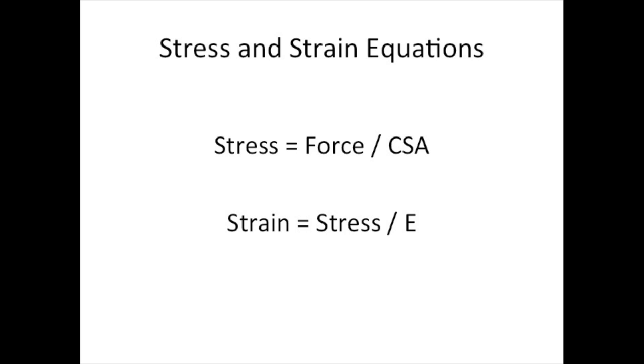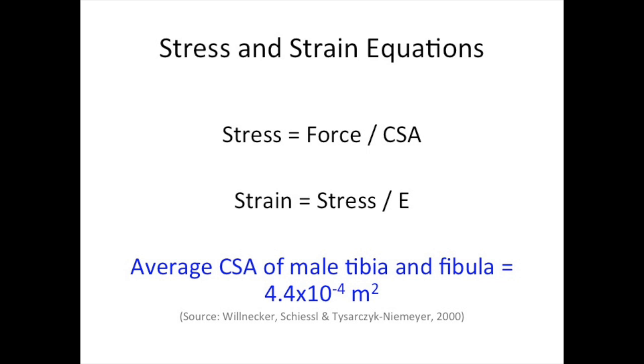Now we can assess risk of injury by discussing stress and strain as they relate to bone loaded in compression. Stress equals force divided by cross-sectional area, while strain equals stress divided by elastic modulus of bone, which is a measure of stiffness. According to the article, muscle cross-sectional area and bone cross-sectional area in the human lower leg measured with peripheral computed tomography, the average cross-sectional area of the tibia and fibula combined for males is 4.4 times 10 to the negative fourth meters squared.